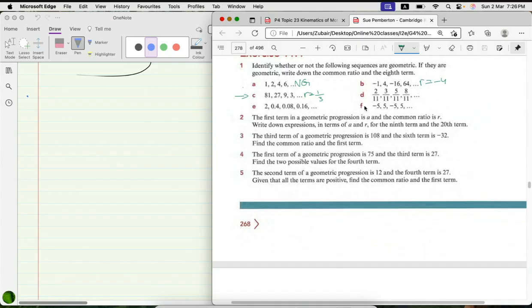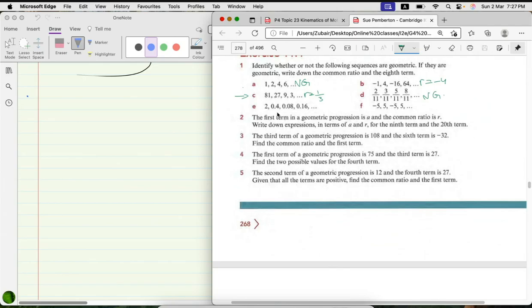Okay, D. Now all these are 11. So I'm just looking at the numerators because when I divide the second with the first, I'll get rid of the 11s. So this is 3 by 2, that is 5 by 3, that is 8 by 5, and it's different. That is not geometric.